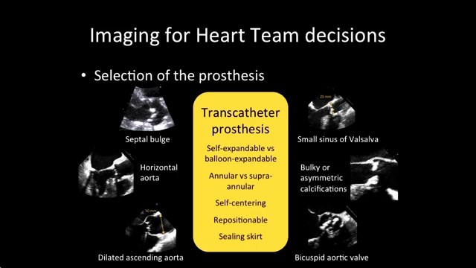Important features to report are a basal septal hypertrophy, the presence of a horizontal aorta, a dilated ascending aorta, or conversely a very small sinus of Valsalva, the presence of bulky or asymmetric calcifications, or a bicuspid aortic valve. Most of this information is obtained with a detailed basic 2D echocardiography.